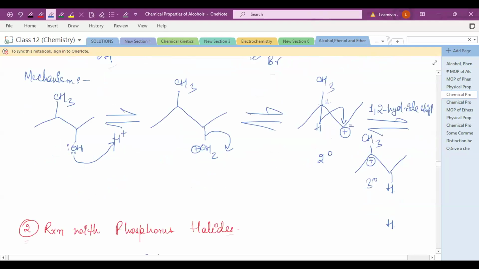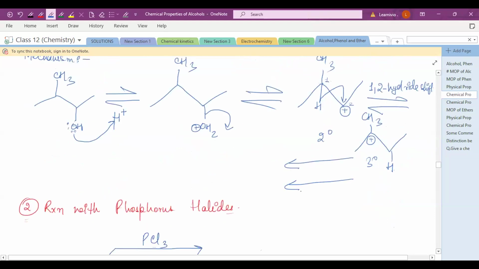Now the carbocation has been formed. What is the second step? The first step will be the SN1 reaction. What is the first step? Formation of carbocation, and the second step is the attack of the nucleophile. And what is the nucleophile over here? Bromine minus, Br minus, right?